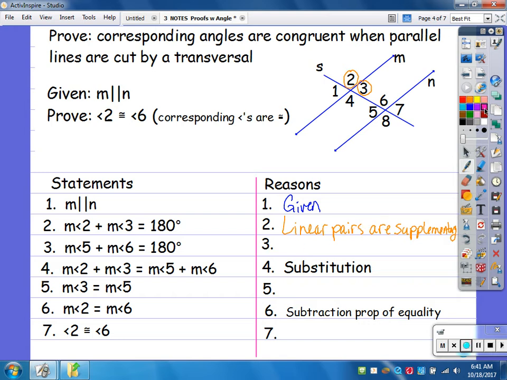All right, statement 3. If I look at statement 3, it says the measure of angle 5 plus the measure of angle 6 is 180 degrees. So if I look at my picture and find angle 5 and angle 6, they're right here. 5 and 6 are also a linear pair. So I can say, same reason here, linear pairs are supplementary.